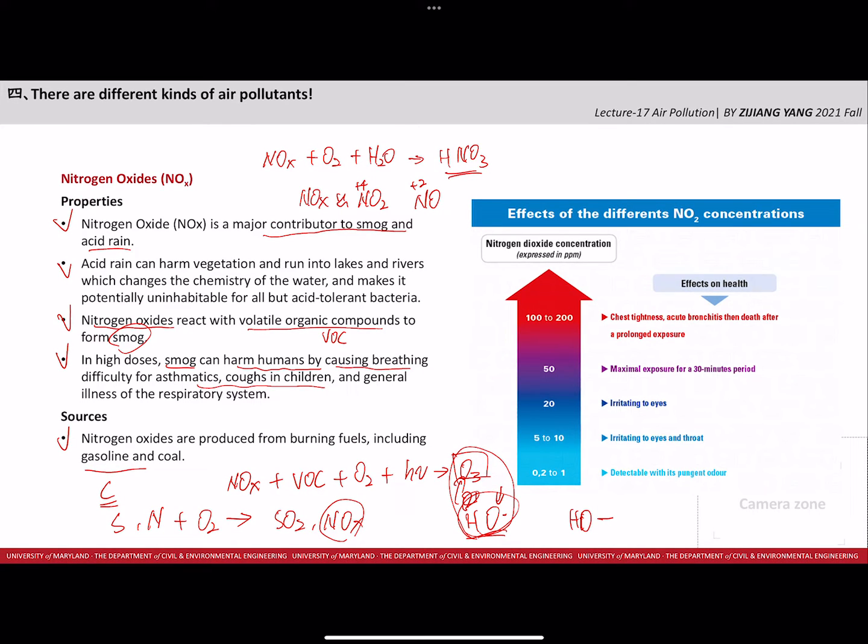And again, here shows the effect of NO2 at different concentrations. I'm not going to read through this. But for this one, do you guys have any questions?